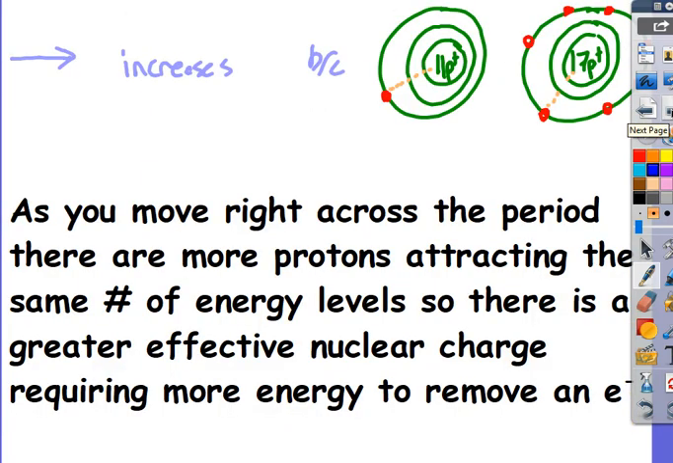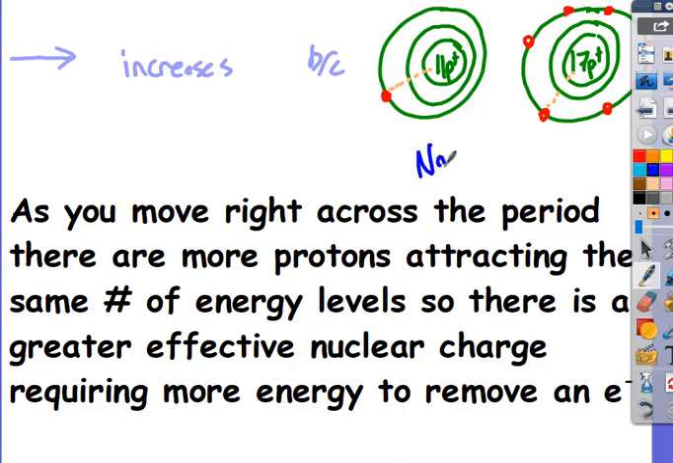So ionization energy, or the energy to remove an electron, increases as you go to the right because there are more protons attracting the same number of energy levels of electrons. So there's a greater effective nuclear charge requiring more energy to remove an electron. So we can see that in the picture.